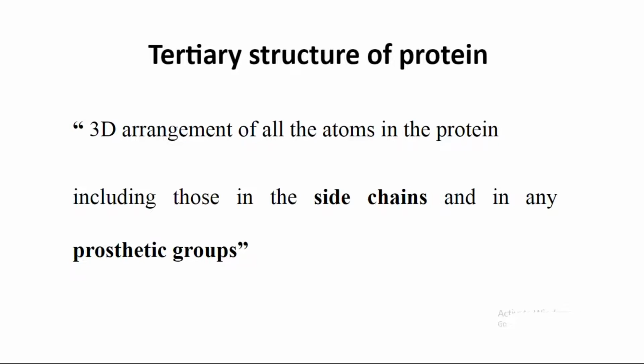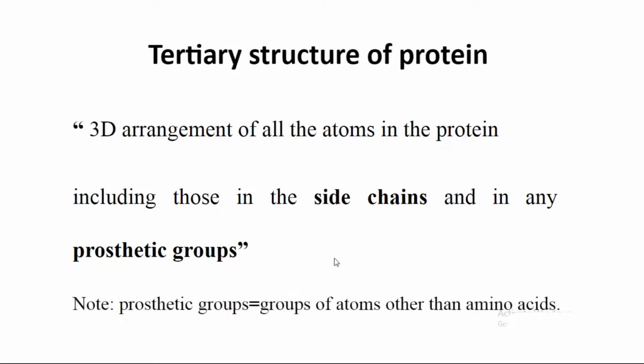Prosthetic groups are the group of atoms other than the amino acids in it, the non-protein part. So prosthetic groups can also be present in it, which are other than amino acids. Previously we were saying that amino acids are the building blocks of protein, yes, and we are only seeing amino acids in primary and secondary level, but yes, in tertiary level there can be some non-amino acid elements as well, which we call prosthetic groups.